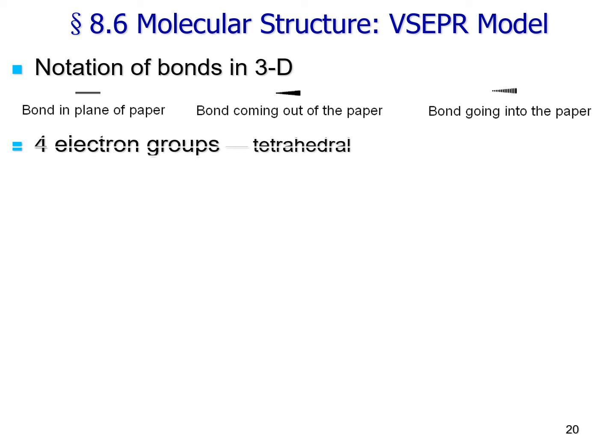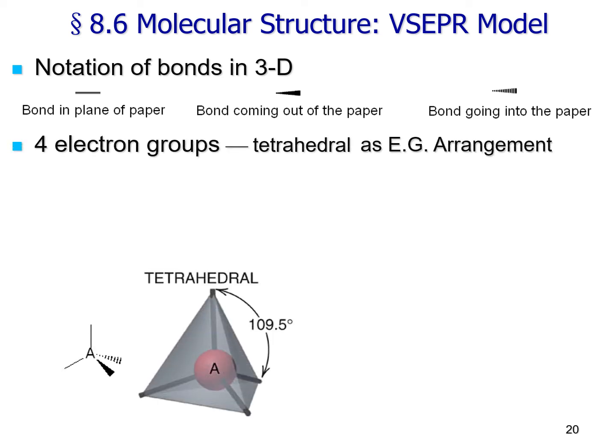In this way, 4 electron groups have the arrangement of tetrahedral. It cannot be changed. And this is the bond that is coming out. This bond is going into the screen. And this is how we describe it. This is 3-dimensional geometry in 2 dimensions.